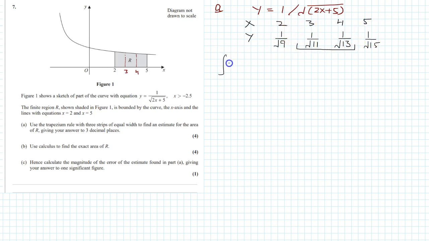So integral y dx from a to b, the area will be half, multiply by h, 3 minus 2, 1, multiply by 1 over root 9 plus 1 over root 15 plus 2 multiply 1 over root 11 plus 1 over root 13.